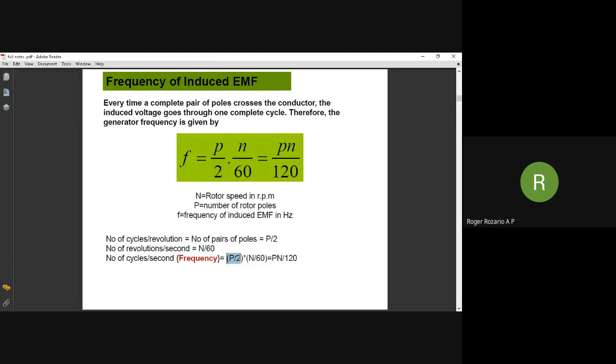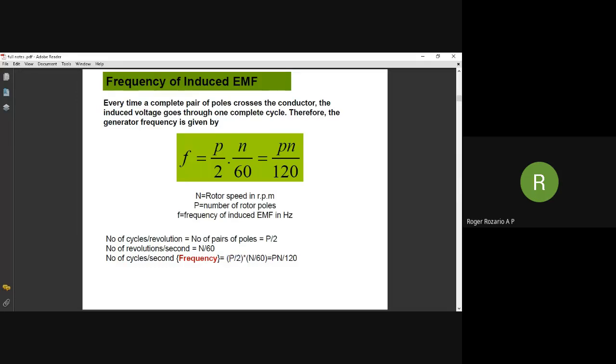So P by 2 is the number of pole pairs crossed by the conductor in one revolution. When it completes one revolution, one cycle of EMF wave is produced: positive half cycle and negative half cycle. That positive half cycle and negative half cycle comprise one cycle. So when your conductor crosses the complete pairs of poles in one revolution, one EMF wave is produced, positive half cycle and negative half cycle. And the number of cycles completed is P by 2. P is the number of poles. When you divide it by 2, you get the number of pair of poles.